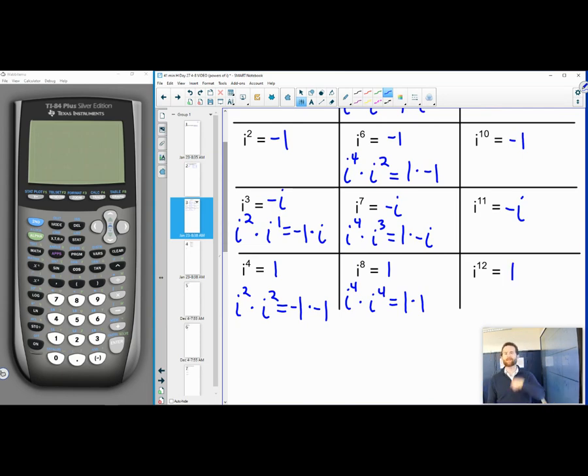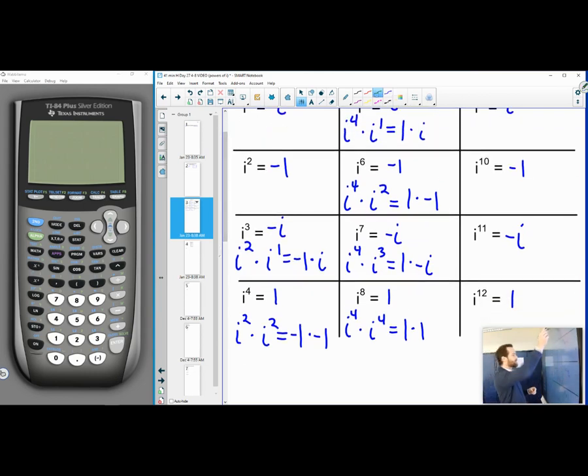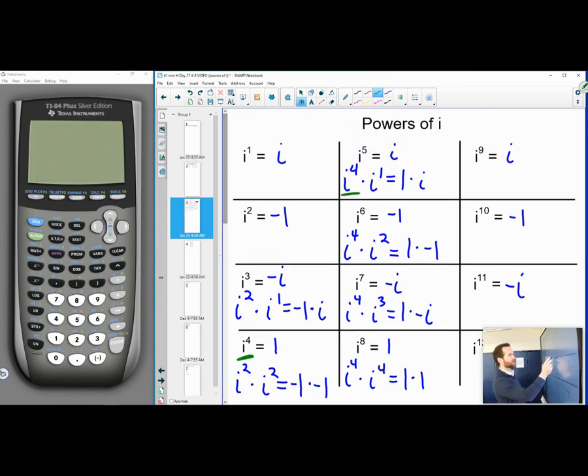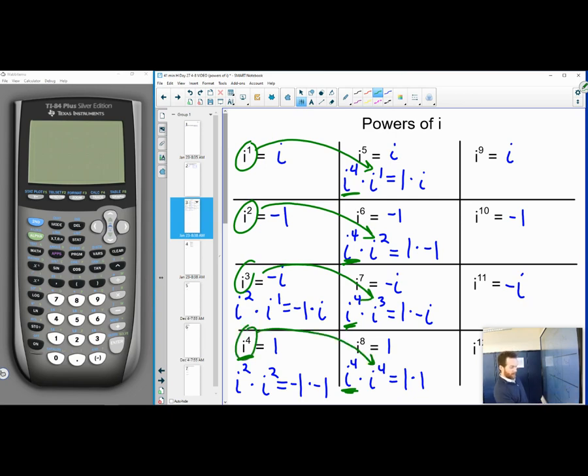So essentially we get the same 4 answers over and over and over again in this cycle. And really that comes from this i to the fourth being equal to 1. Because if you notice, I factored everything in that second column. i to the fourth times something. And if you notice, we got i to the first, we saw that right there. i to the second, saw it right there. i to the third, showed up there. And i to the fourth, showed up there.